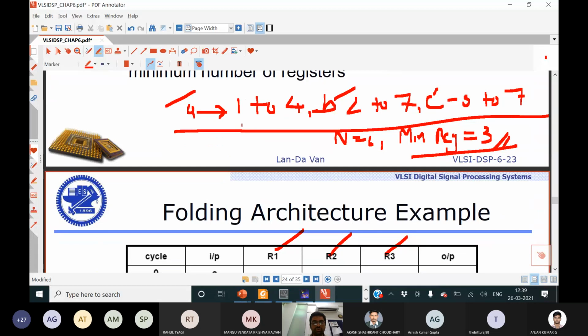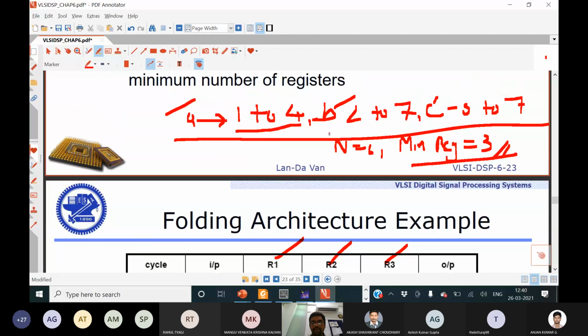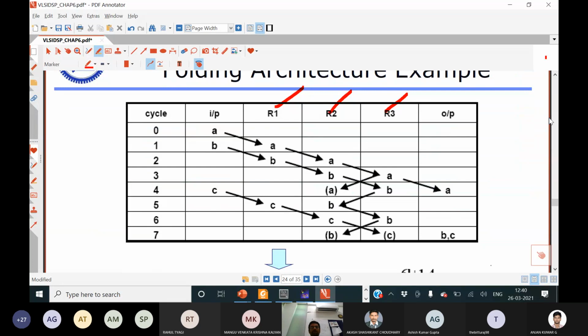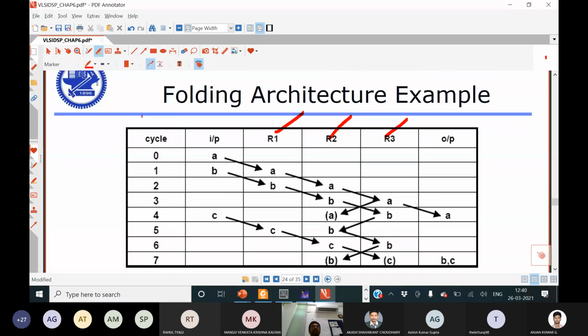For that, you first need to know, and this has to be given to you, that A is active from the first clock cycle to the 4th clock cycle. Then B is 2 to 7 and C is 3 to 7. Now you need to prepare one forward backward allocation table. So this is one table that you need to prepare, and this way you go for register minimization.